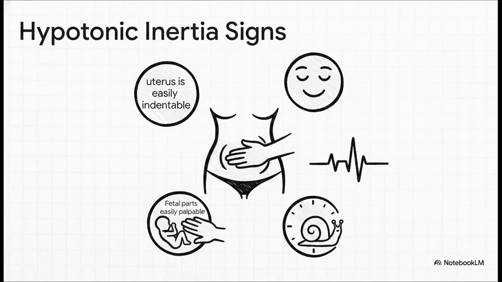And how would you spot this at the bedside? Well, first off, the patient might tell you she's feeling less pain than you'd expect for active labor. And when you actually put your hands on her abdomen during a contraction, the uterus feels kind of soft. You can actually indent it with your fingers. But between contractions, it relaxes really well, which, by the way, makes it super easy to feel the baby's position. And the result of all this? A labor that is slowed to a crawl or just stopped completely.